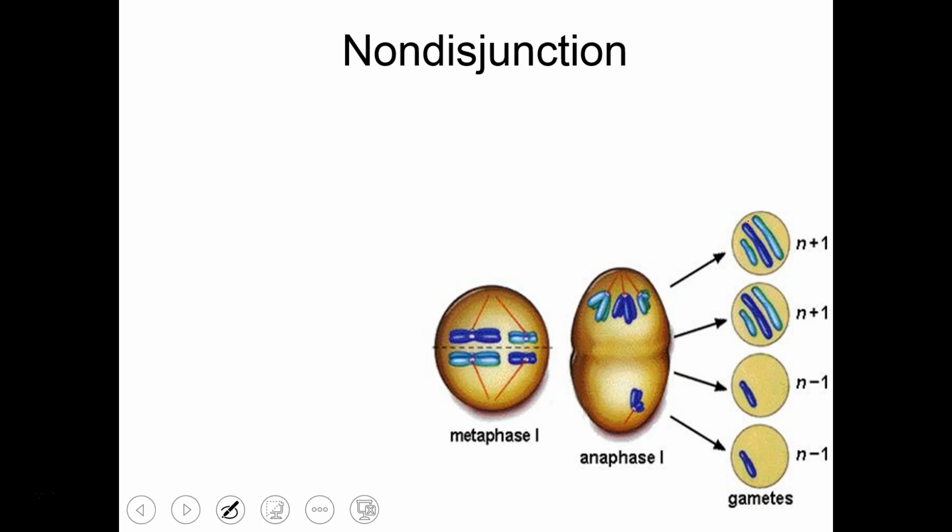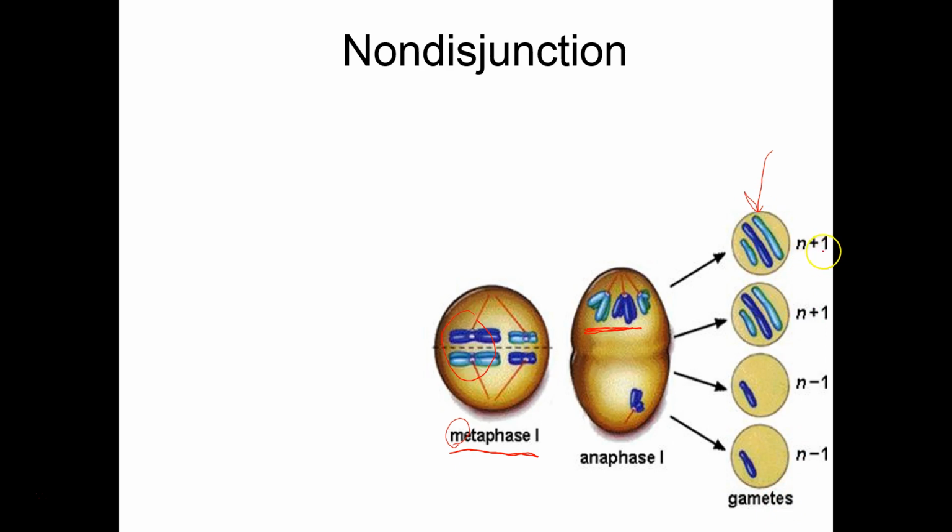Okay, here's just a pictorial representation of non-disjunction. You can see here this is metaphase 1 of meiosis, and the chromosomes are lined up across the middle of the cell. Remember, metaphase and middle, M and M. When they're pulled apart, you can see here these 2 big guys went to the same side of the cell in anaphase. So that's how you end up with extra chromosomes like you see over here on the end.